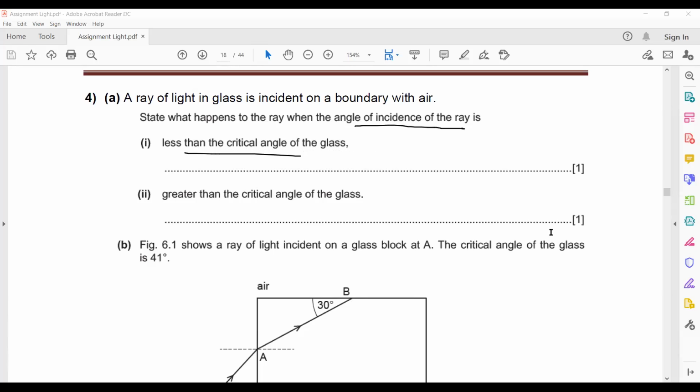So a refraction with an angle less than 90, that's right. And the second part, yeah, that's also right. The majority of the light is refracted and there will be partial reflection. If it is greater than the critical angle, then we will observe total internal reflection.